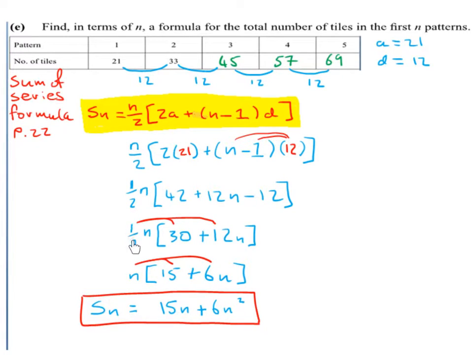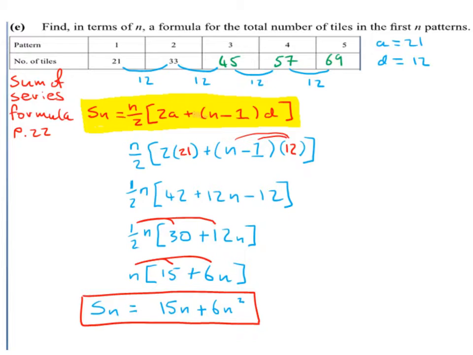And next we're going to multiply in the half. A half times 30 is 15, or a half of 30 is 15. And a half times 12 is 6, or half of 12 is 6, and we still stick on the n. So we still have the n in front, we didn't do anything with that. And we have n times 15 plus 6n. Now we can multiply in the n. n times 15 is 15n, and n times 6n is 6n squared. So here we have Sn, which is a formula for the total number of tiles in the first n patterns.